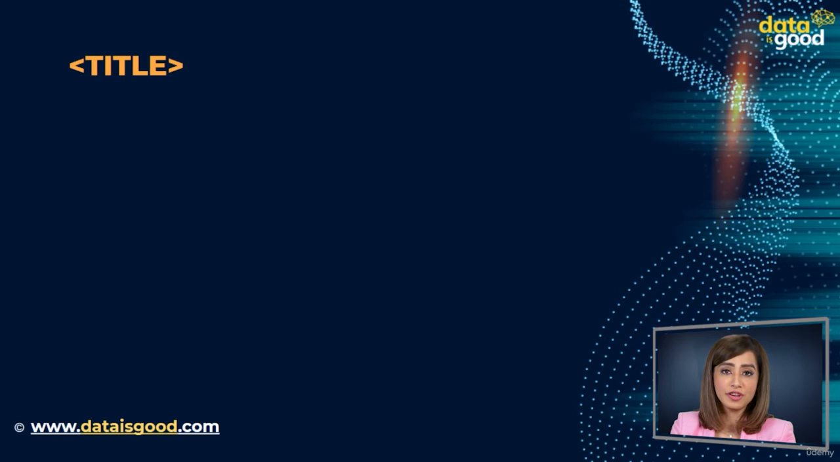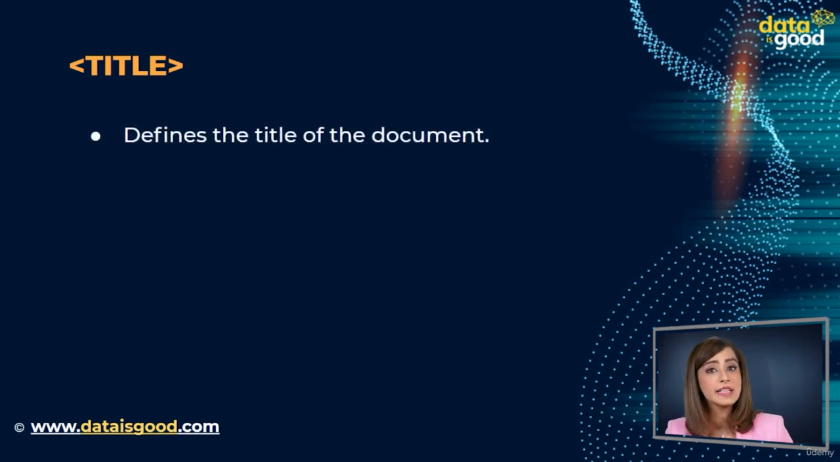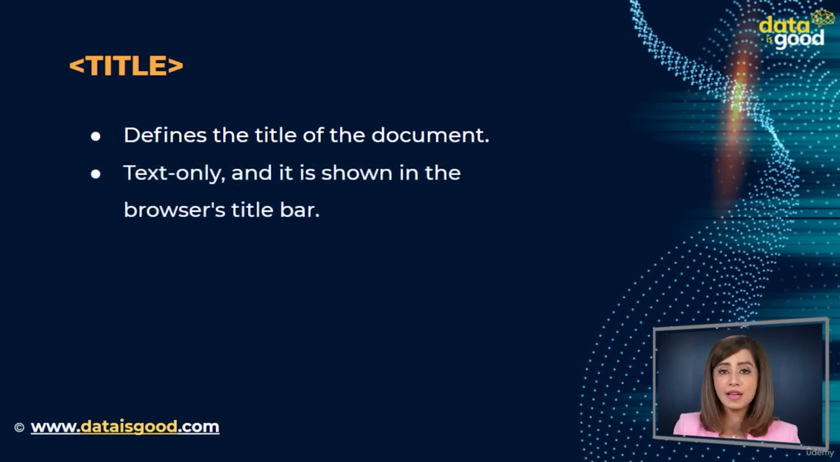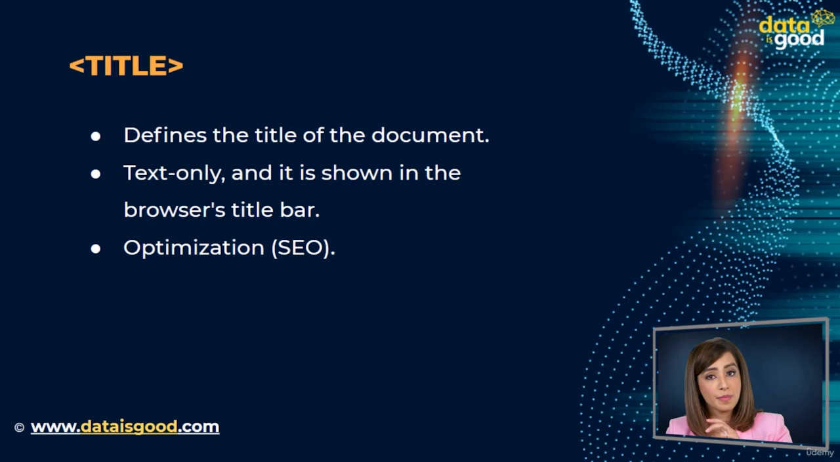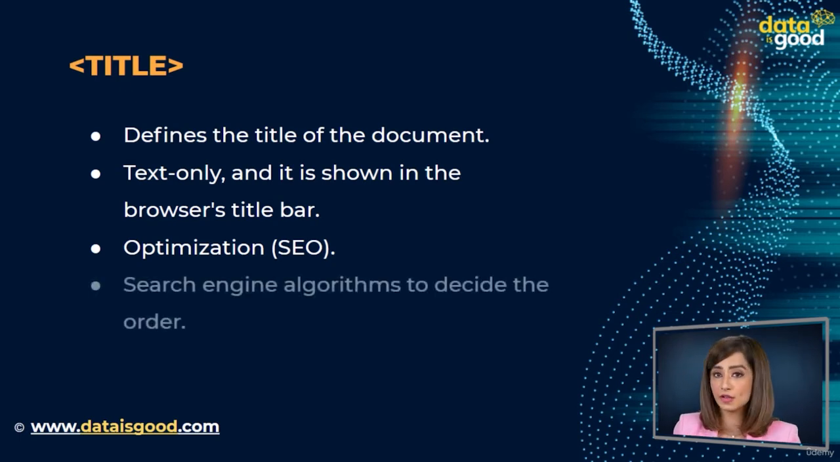Now, moving on to the next tag. The title tag defines the title of the document. The title must be text only, and it is shown in the browser's title bar or in the Pages tab. The contents of a page title is very important for search engine optimization. The page title is used by search engine algorithms to decide the order when listing pages in search results.